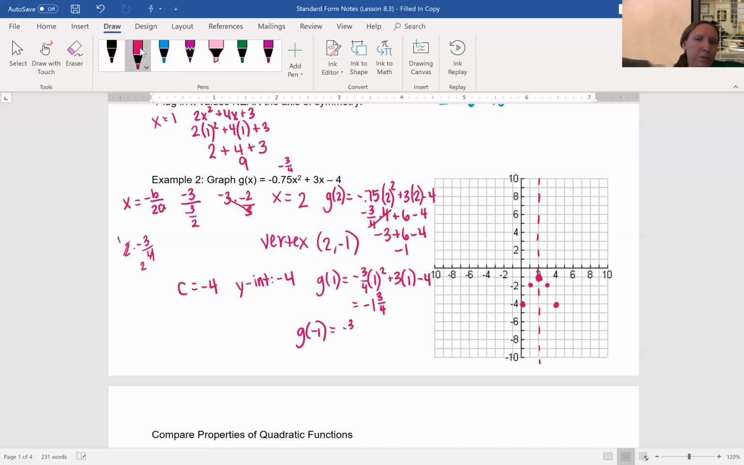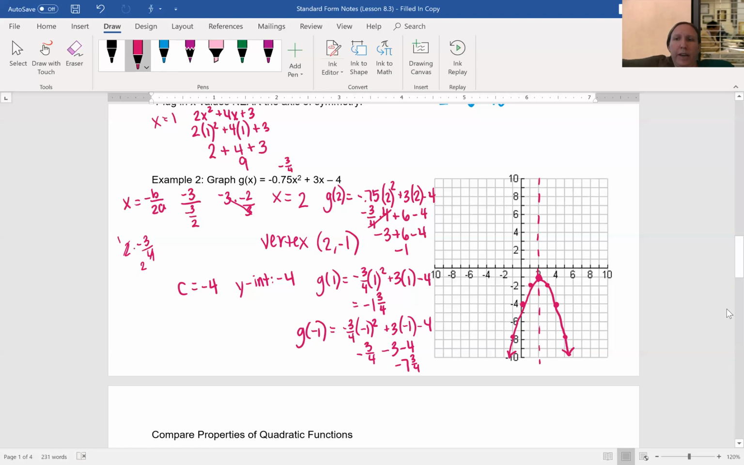But we have -3/4 times -1 squared plus 3 times -1 minus 4. So we're going to get -3/4 times 1 squared, which is just 1. This is going to be a -3 and a -4. So that would be -7 3/4, which would be 7 3/4 right about there. And I can reflect it over. I'm thinking that's probably all that's going to fit on my graph. So I'm going to connect it with my U. And we have our graph.